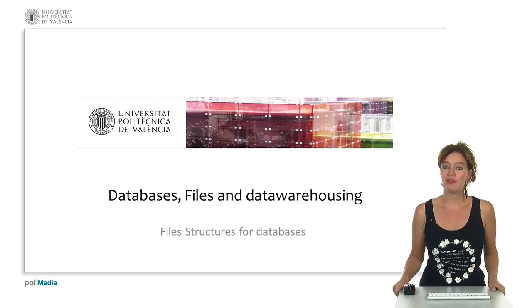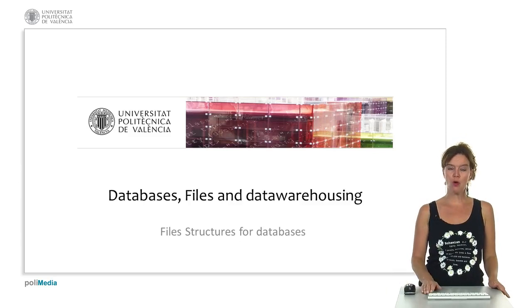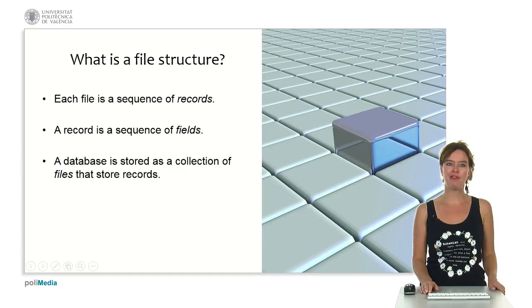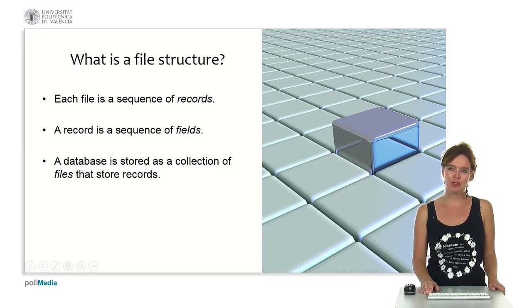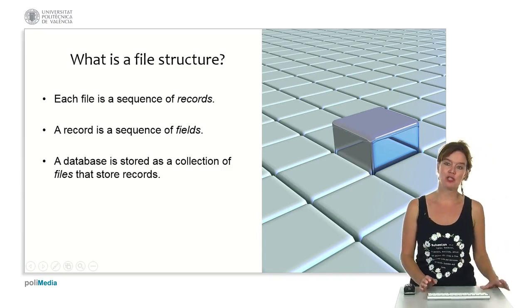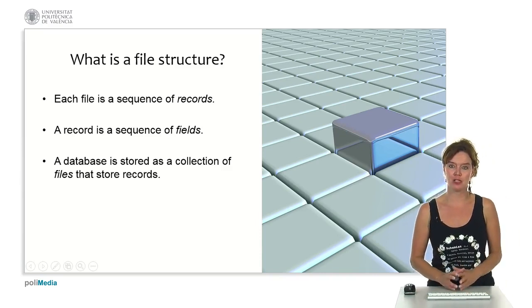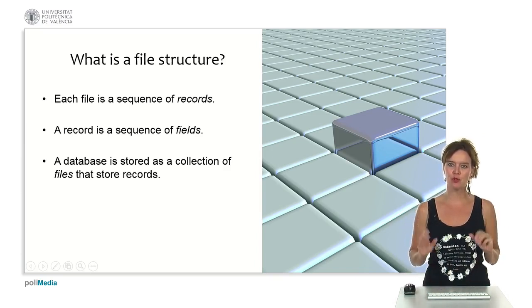So we're going to look at file structures. Remember that a file is a sequence of records, and a record is a sequence of fields. A database is actually stored as a collection of files that store records. We will see this later on, but remember this terminology.